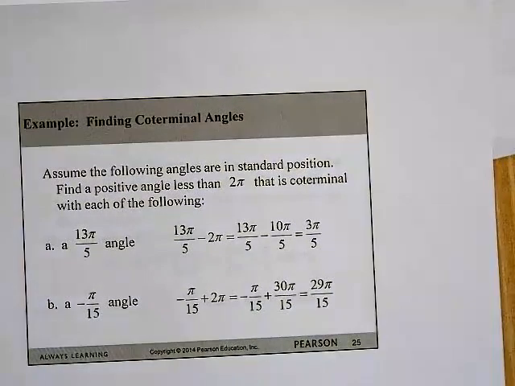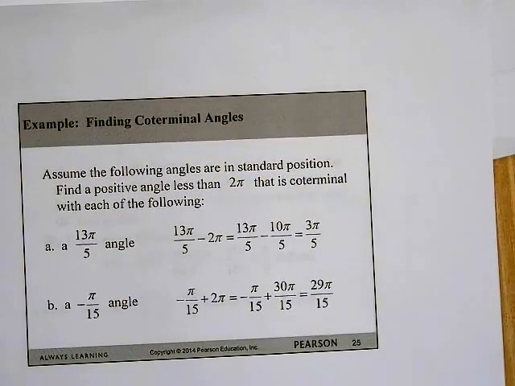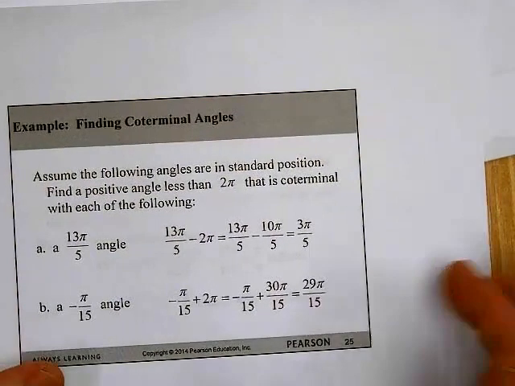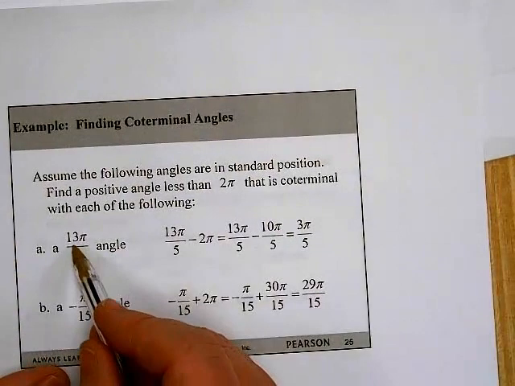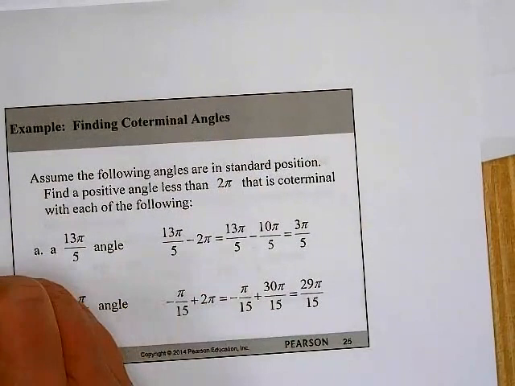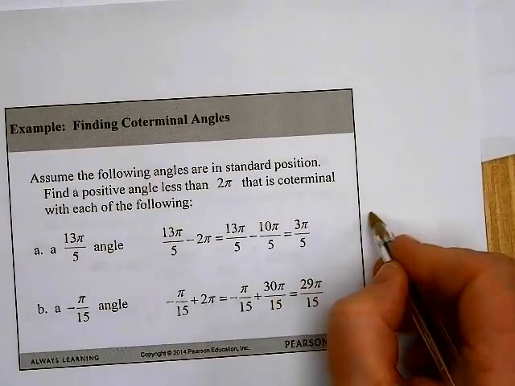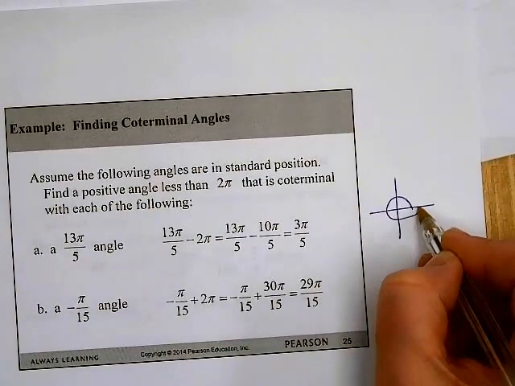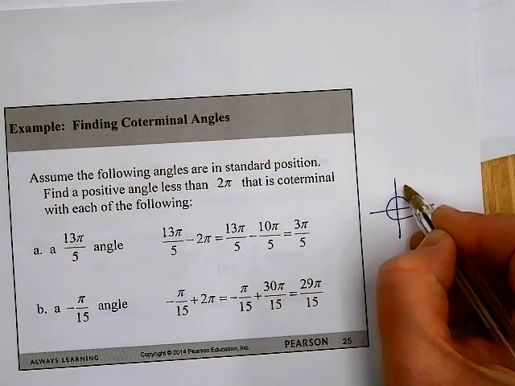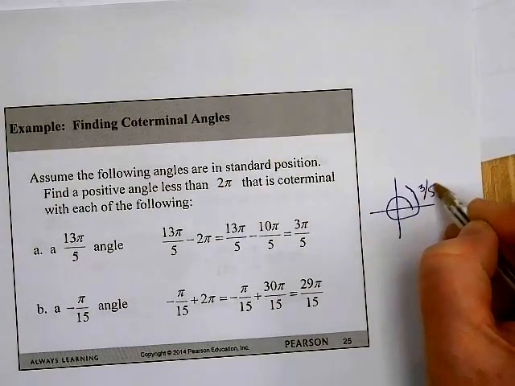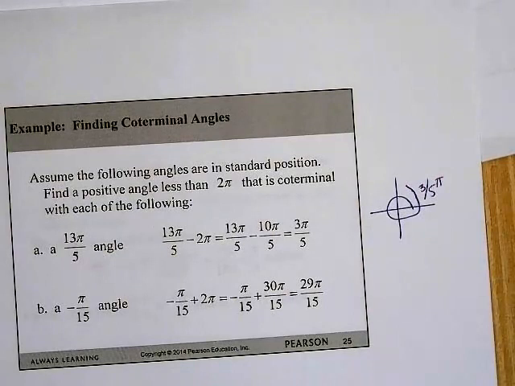Assume the following are in standard position. Find the one that's coterminal. Well, 13 over 5. Let's see, 5 goes into 13 2 times, with 3/5 left over, 2 3/5 pi. So this is what it's going to do. There's 2 pi, and then it's going 3/5 pi. 3/5 pi. Okay.